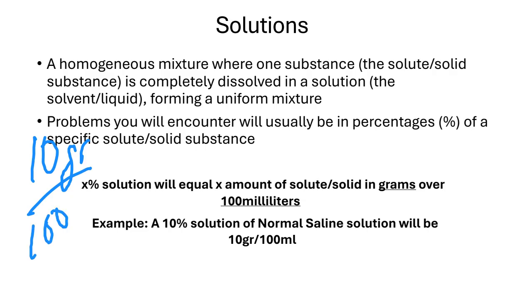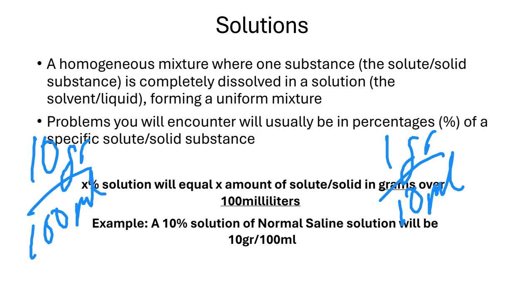But let's say you want to make it simpler. Let's say you only want to make 10 milliliters of the same percent solution. Well, that will give you 1 gram over 10 mLs, and that will still be a 10% solution. So this is the idea. The numbers could be interchanged.